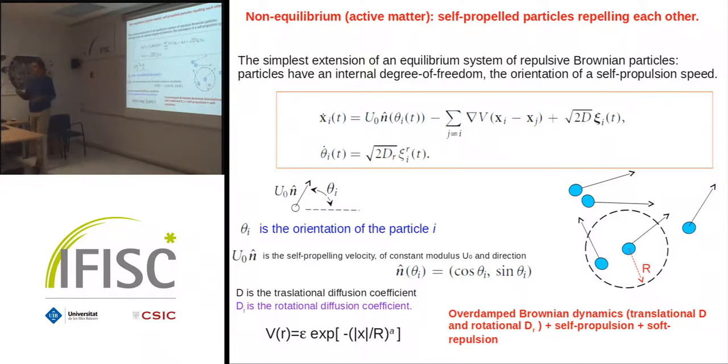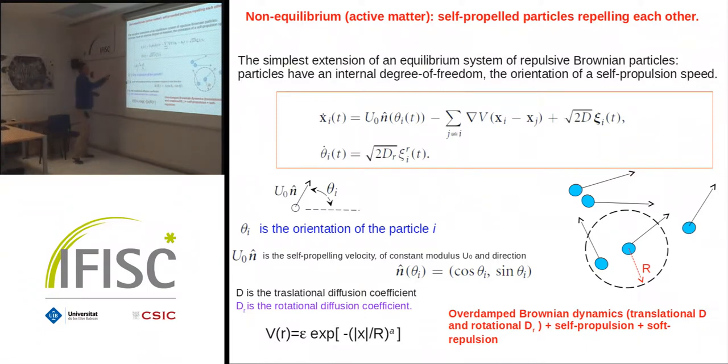So you put some kind of self-propulsion on the particles. This was my system before, but now I put the self-propulsion on the particles. That means the particles are oriented in this way. You know, run and tumble of the bacteria, how it works, more or less. But this is not run and tumble. It's a little bit more complicated, more continuous tumbles of the particles. But this is essentially the simplest extension to non-equilibrium of an equilibrium system: to give the particles an orientation.